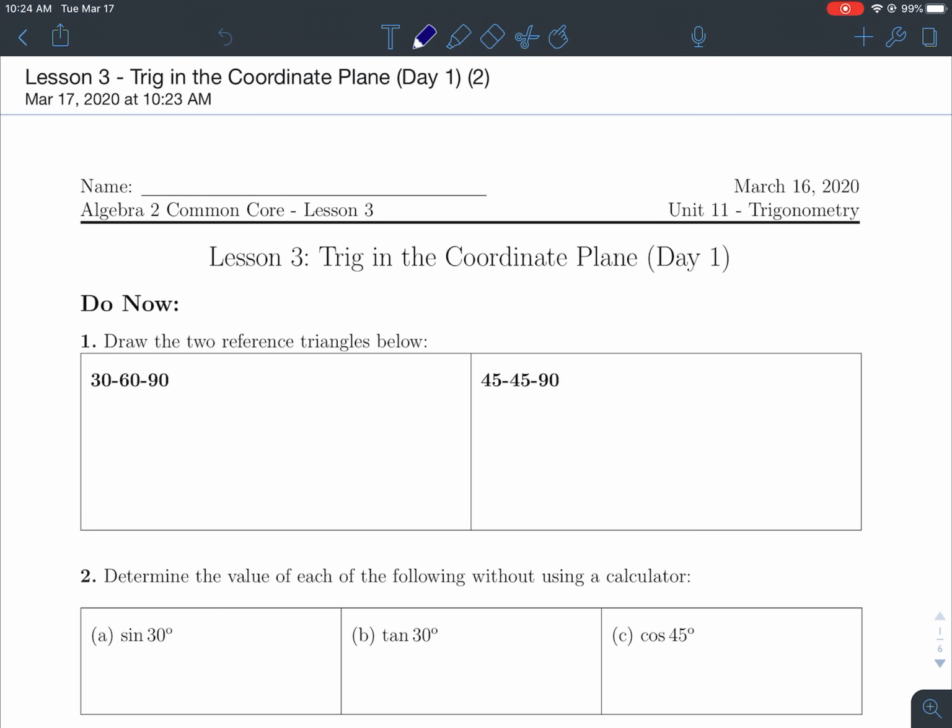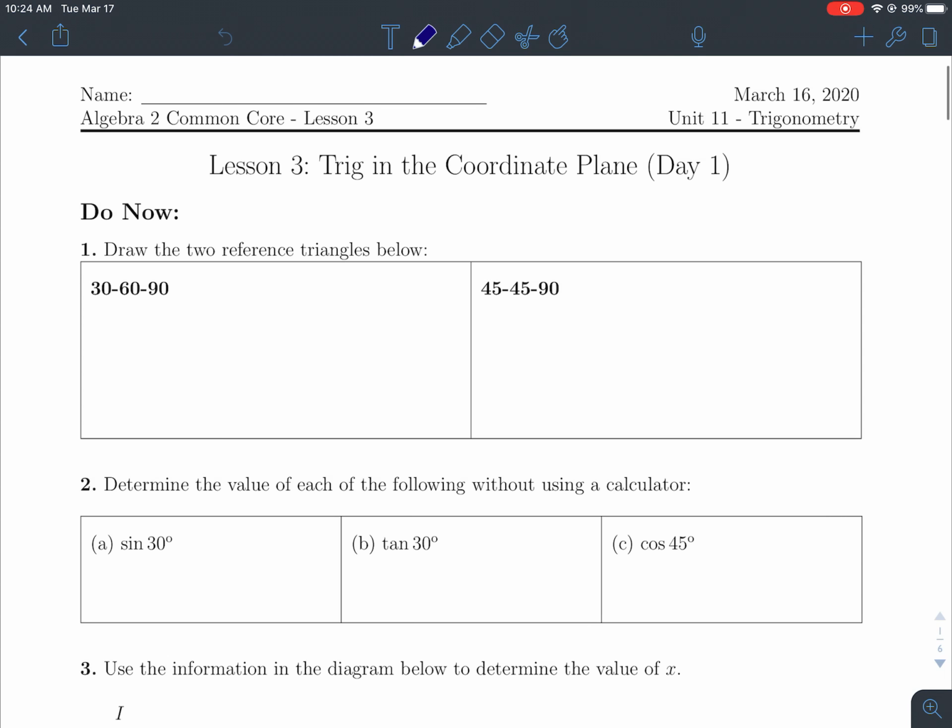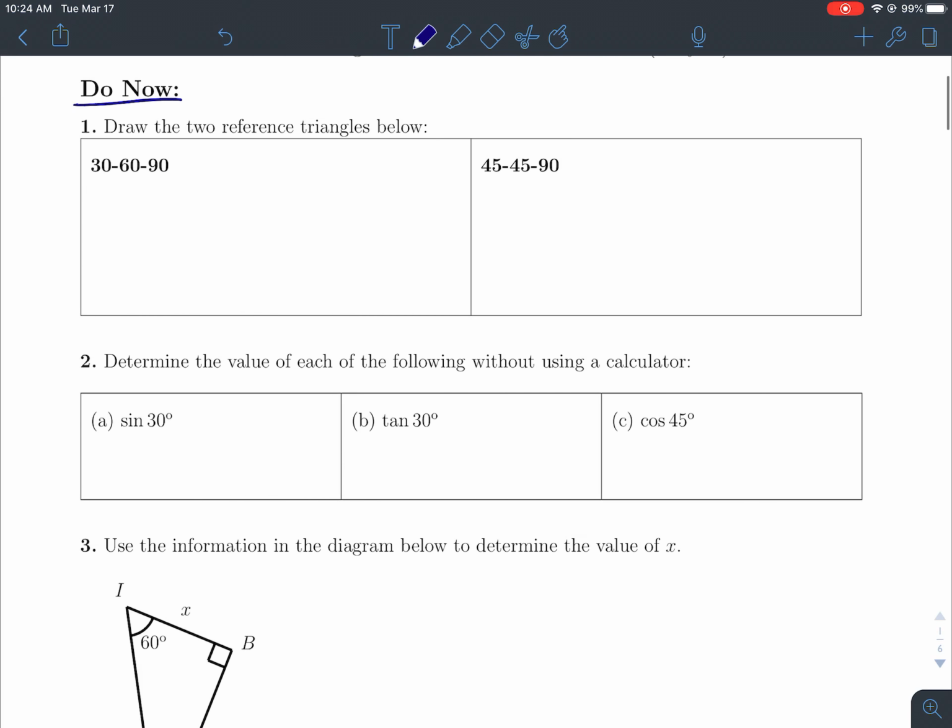So, starting off, draw the two reference triangles below. Hopefully you pause now, give the do now a shot on your own, and then come back to it if you find yourself wanting to review it.